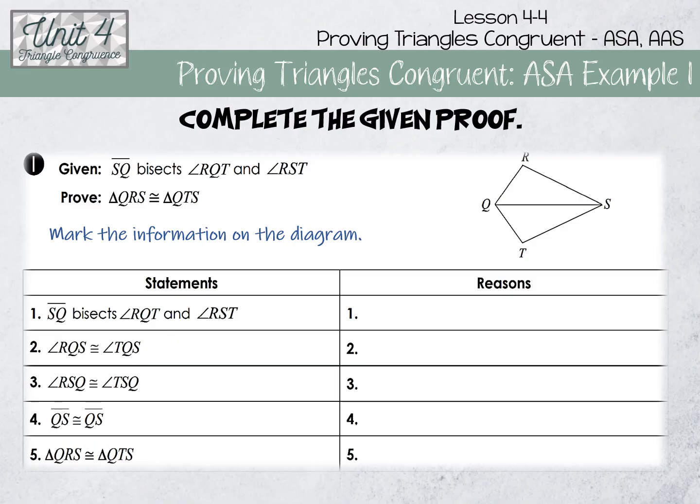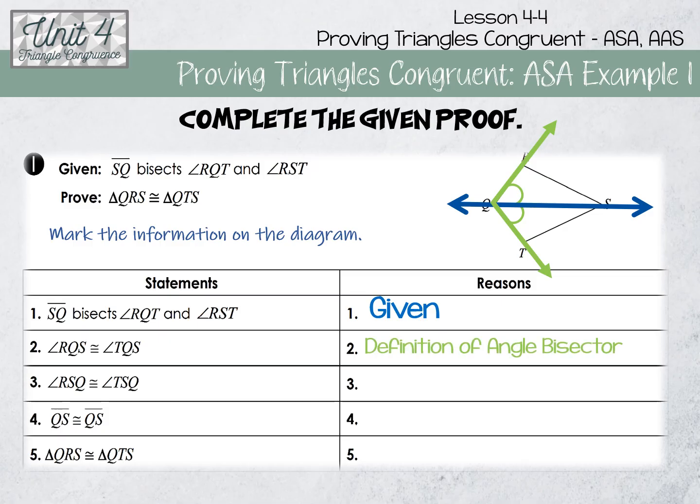Here's a proof. Yes, it's okay. We'll do the proof. Segment SQ bisects angle RQT and RST. Given. There it is, our bisector. It's bisecting this angle. So those two angles are congruent. That is the definition of angle bisector.